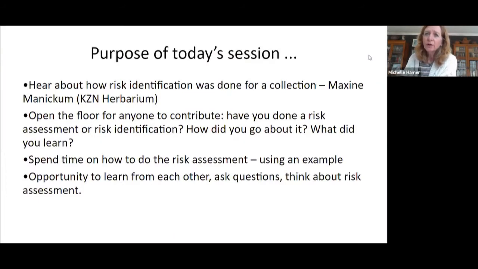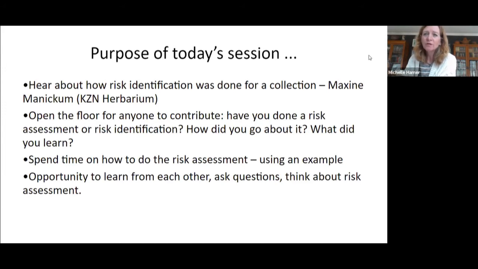So today what we're going to be doing is we're going to hear about how risk identification was done for a collection. So Maxine will be telling us about how she did it for KZN Herbarium. And we'd hoped that we'd have more volunteers. Maxine was the only brave person amongst us who stepped forward to do a presentation.